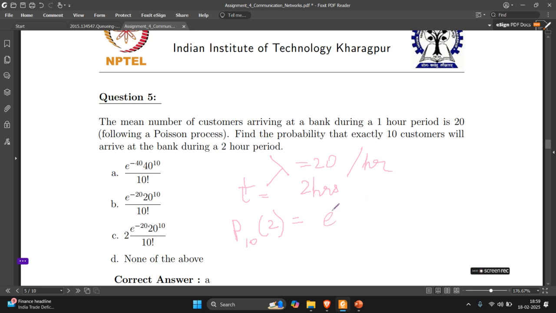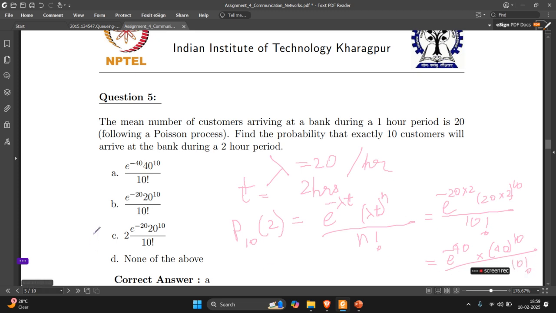So P is e to the power minus lambda t, lambda t to the power n, by n factorial. Here n is 10, lambda is 20 as usual, and t is 2. So e to the power minus 20 into 2, 20 into 2 to the power 10 by 10 factorial. So we will have e to the power minus 40 into 40 to the power 10 by 10 factorial. The correct answer is option A.